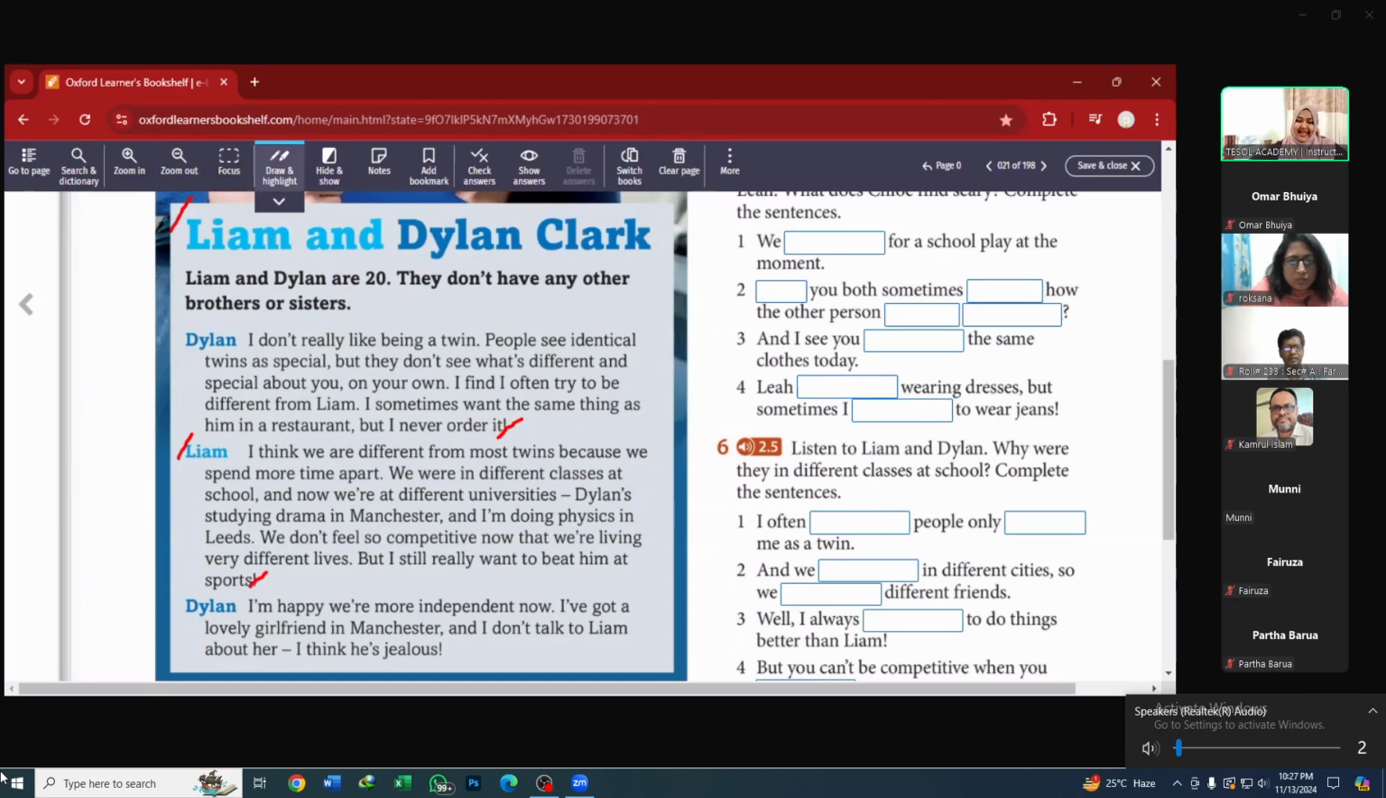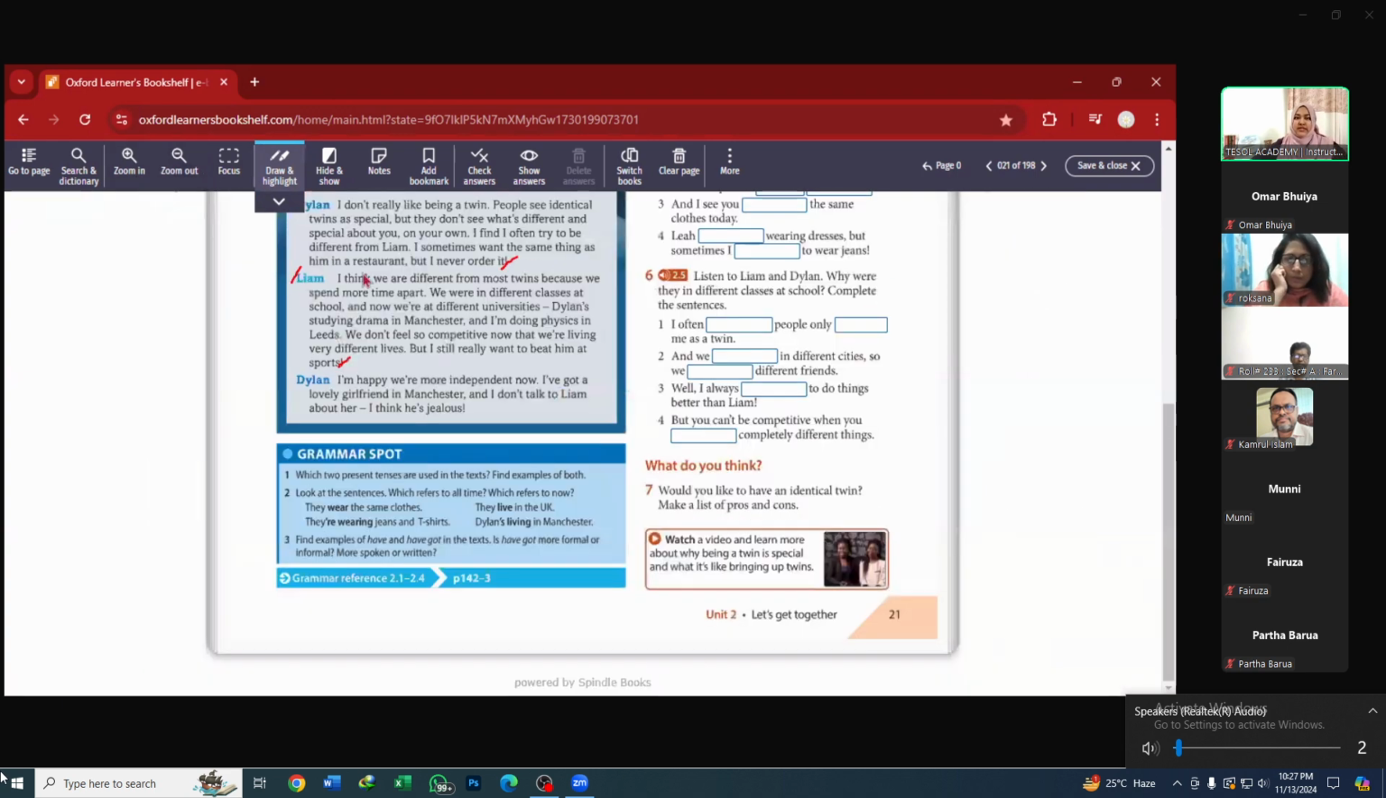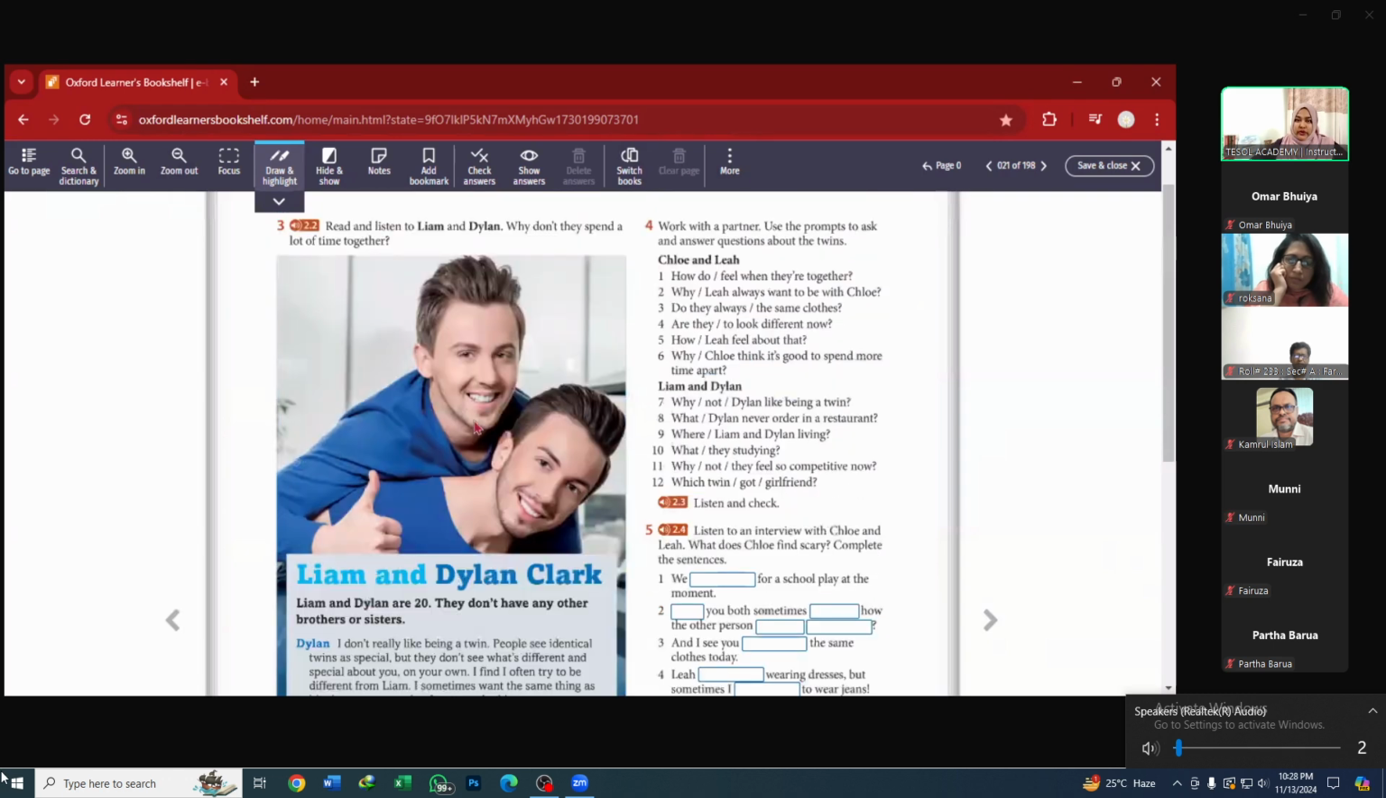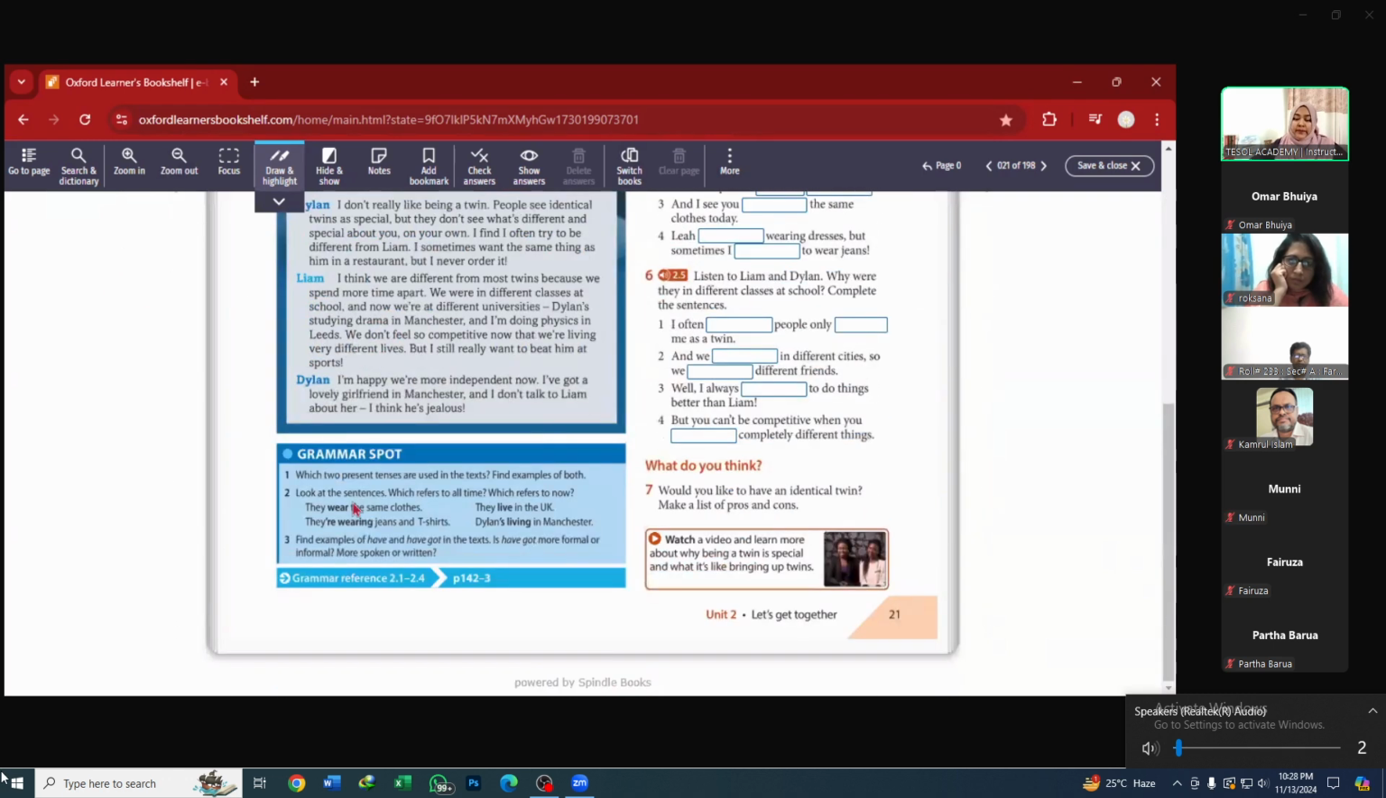That was great. Now that we know about both of these two pairs of twins, we can move on to our main lesson that is given in this same page. I'll zoom out and you'll be able to see. So let's move on to this. Okay, before that, here are some grammar references given.